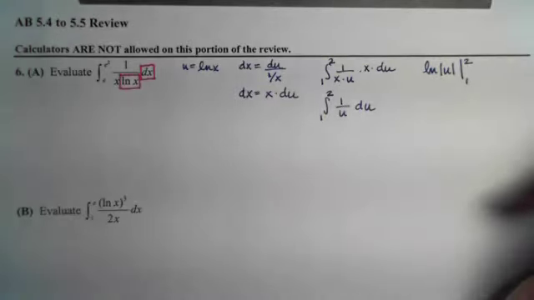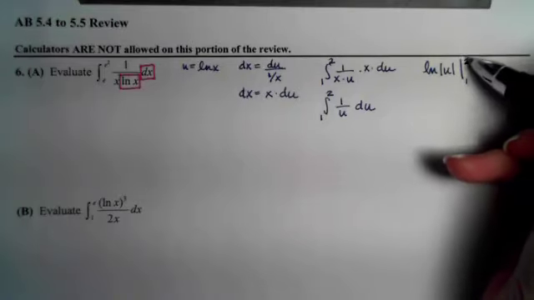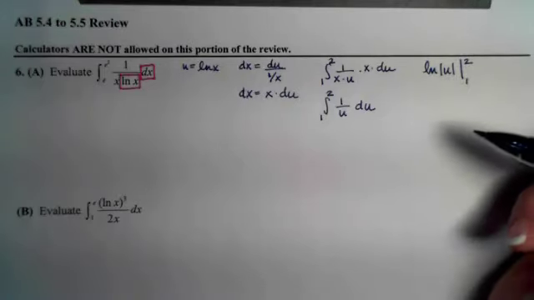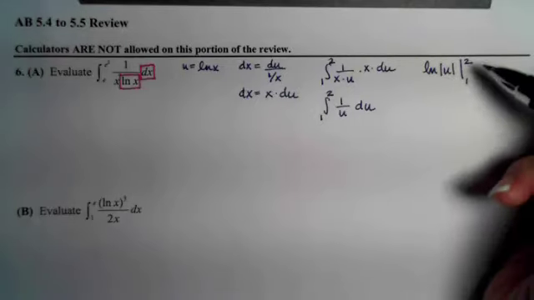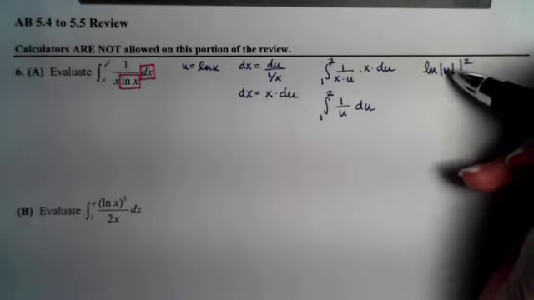Notice that I don't have to put a plus c on because it's a definite integral, and the definite integral means I can find any antiderivative I want as long as I plug in my upper limit and I plug in my bottom limit. Be careful with this because the upper and lower limits that you plug in need to be u limits. They aren't x limits.